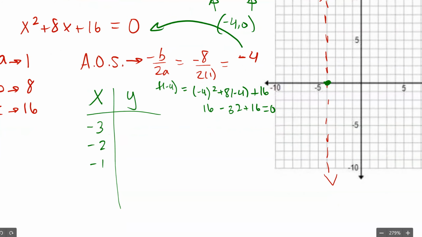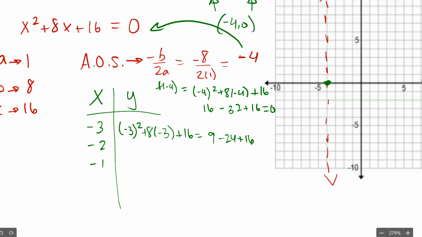So I really want to leverage this axis of symmetry. I want you guys to understand what it means to have an axis of symmetry. So I'm going to plug in a number that's 1 to the right, a number that's 2 to the right, and a number that's 3 to the right of my axis of symmetry, and I'll find out where the y values are. And then once I graph that, I'm going to reflect it across the axis of symmetry. Okay, so let me plug in -3. So I have -3 squared plus 8 times -3 plus 16. 9 minus 24 plus 16.